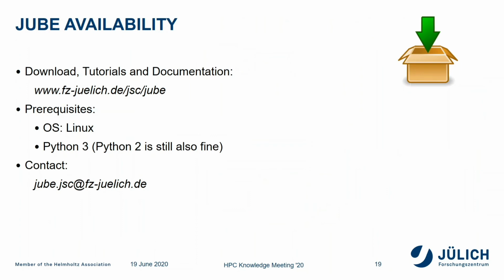JUBE itself, you can download it directly on our website. You will find the tutorials and also a lot of documentation. There are not many dependencies, so in the end we support so far just Linux, and it's based on Python. You just need a default Python 3, so there is no additional dependency. We want to have it as lightweight as possible. Of course, if you still have a Python 2 on your system, this is also fine for JUBE. So you can run it within Python 2, at least starting with 2.6, but also with Python 3.